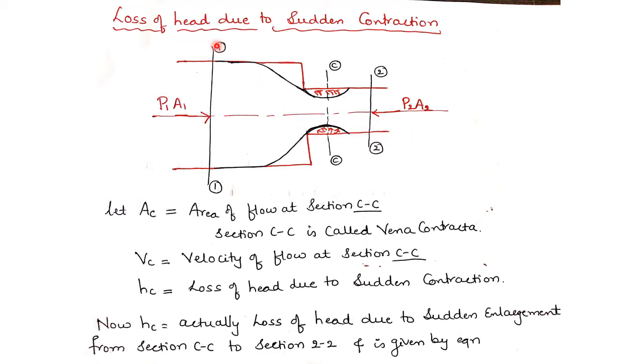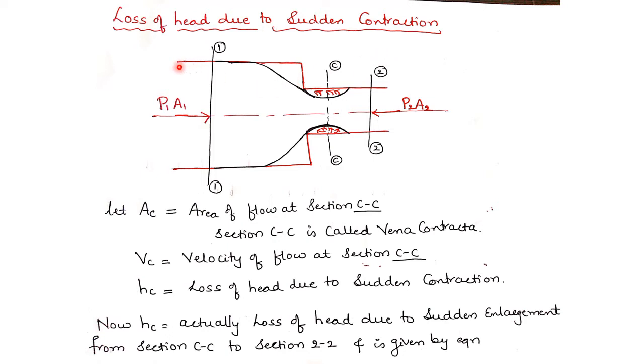I have written here, let section 1 be the cross section of the larger diameter pipe, whereas section 2 be the cross section area of the smaller diameter pipe. That means section 1 is the cross section of the pipe before contraction, and section 2 is after the contraction of the pipe.